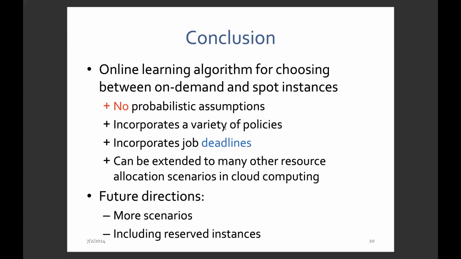And to conclude this work, they use an online learning algorithm for choosing between the on-demand and spot instances, where they did not use probabilistic assumptions, and they incorporated a variety of policies and also incorporated the deadlines. They can also extend this to many other resource allocation scenarios in cloud computing. And for future directions, they could include some more scenarios, and they could also include reserve instances.